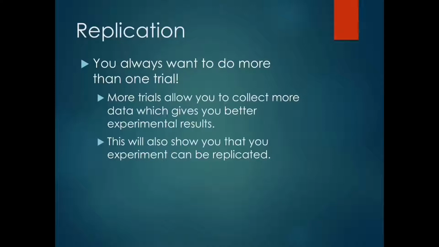But let's say you did 5 trials of this experiment and 4 of your trials matched up pretty similarly, but 1 of your trials was kind of way out in the ballpark. Well, you call that the outlier. You throw that one out because the majority of the trials matched each other. And so also doing more trials allows you to see that your experiment can be replicated and you can get the same results each time.